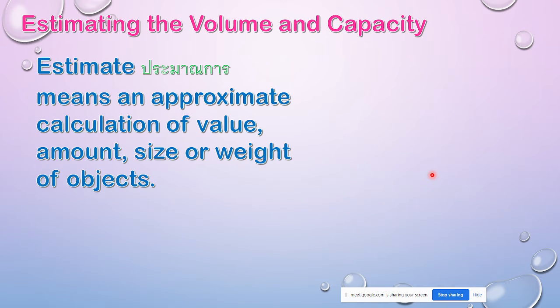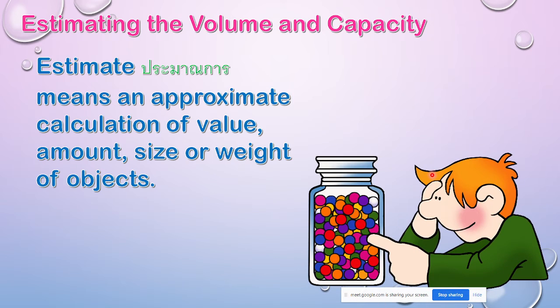Estimate means an approximate calculation of value, amount, size, or weight of objects. For example, you see a table. You estimate that the table is around 5 kilograms. You don't need a weighing scale. You just guess. Or when you see a bottle of alcohol, you will say maybe that's around 600 to 700 milliliters. That's estimating.